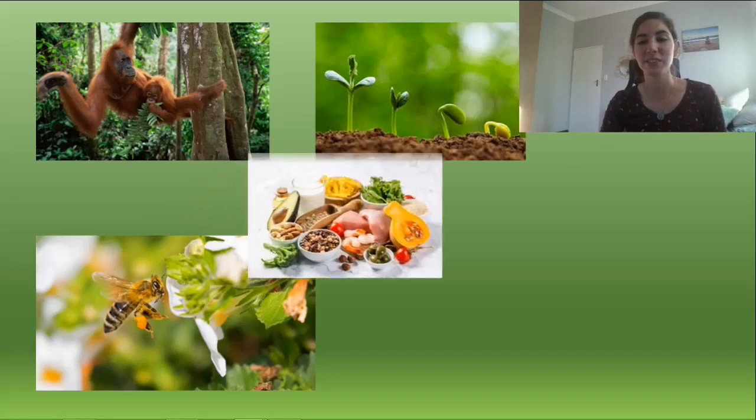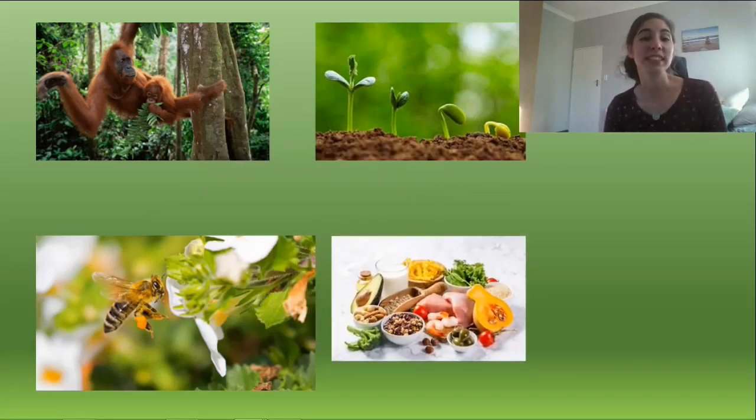All right. And of course, biodiversity is also very important for us as well, because we get our food from nature. Okay, we get our fruits and vegetables and our meats. We get it all from nature. Okay, we get it from plants and animals.